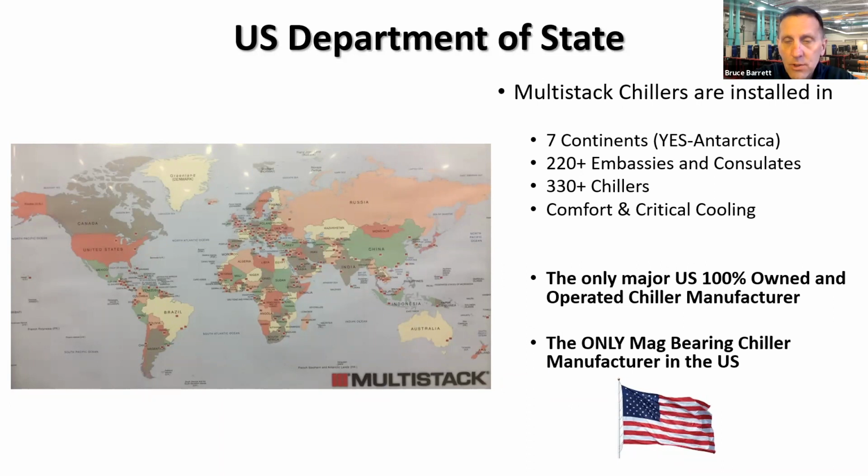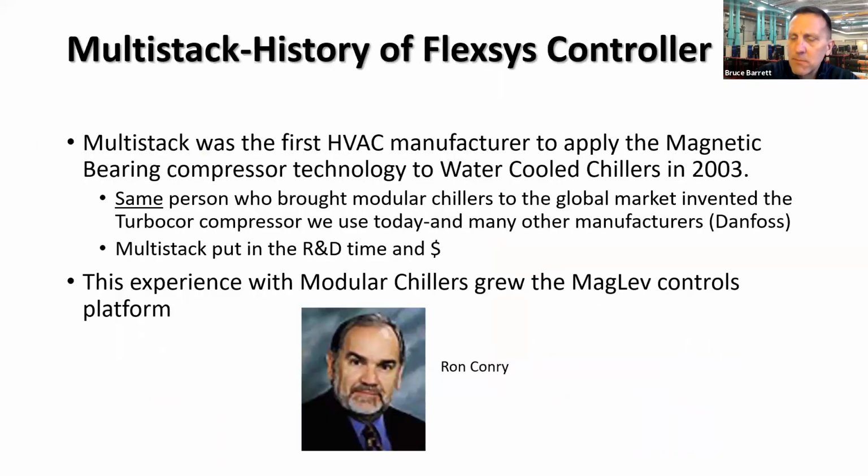Federal buildings and such often have a made in USA component, and we comply in spades with that. Again, some important history that builds up what we know about magnetic bearing chillers. When we bought the rights to the Australian Modular company in '88, '89, Ron Connery was the inventor of modular chillers.